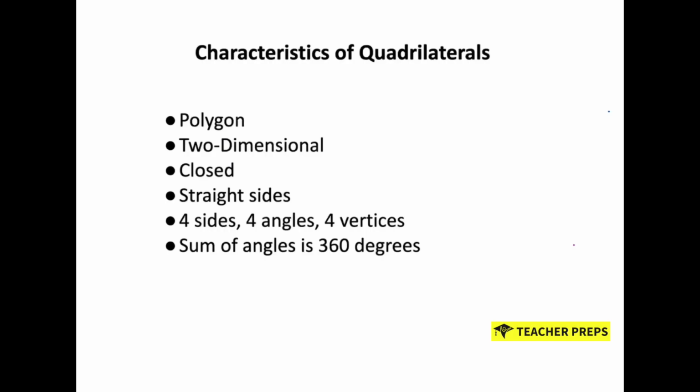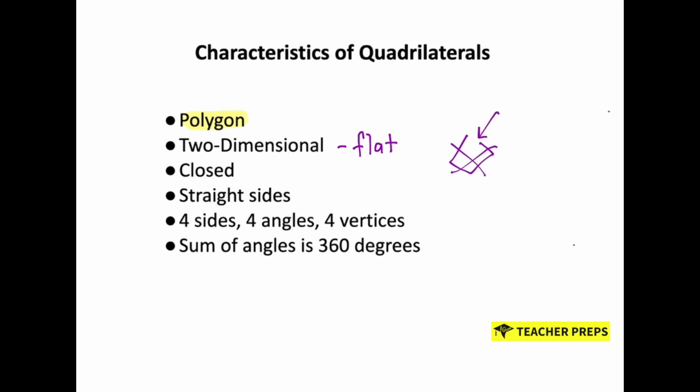In this video, we're going to talk about the characteristics of quadrilaterals. A quadrilateral is a type of polygon, and it's two-dimensional. What this means is that it only has a length and a width, and it's flat. A quadrilateral is also closed, meaning we don't have a shape like this, where there's an opening. We have straight edges and not curved edges.